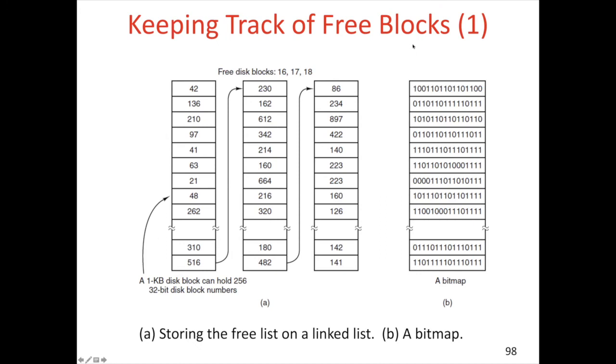Keeping track of free blocks. The possibilities are storing the free list as a linked list, as shown here in part A, or as a bitmap. The numbers given here show the blocks which are free. So 42, 163 are free, etc. At the end, in the disk block, we have a link to the next block showing the other free disk blocks.